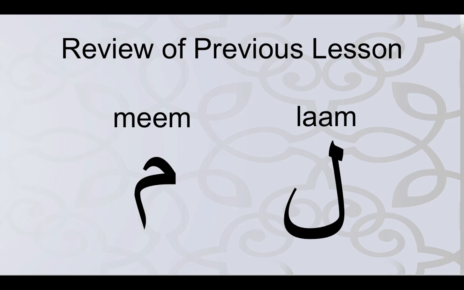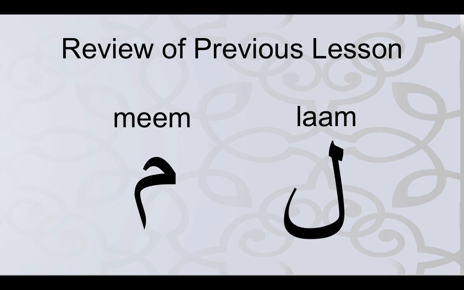Moving on, the next 2 letters that we learned were Lam and Mim. Let's go over the letter Lam first, on the right-hand side. The letter Lam is a consonant, and it is a tongue letter. It is identical to the letter L in the English language. There is absolutely no difference between the letter Lam and the letter L in English.